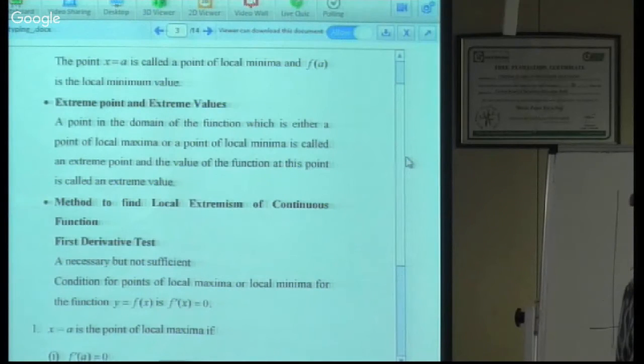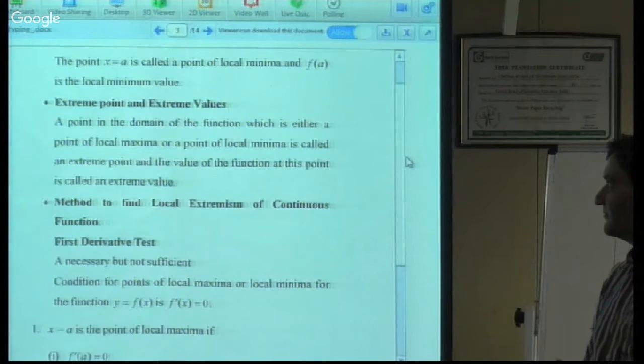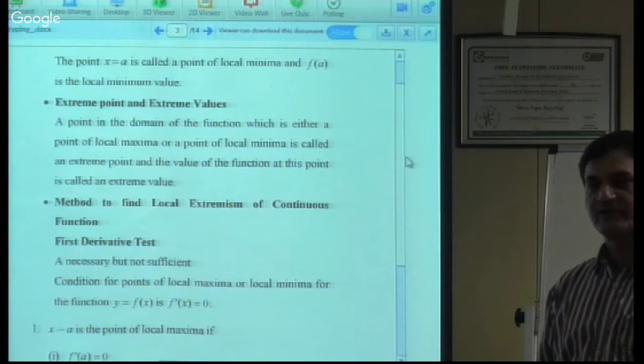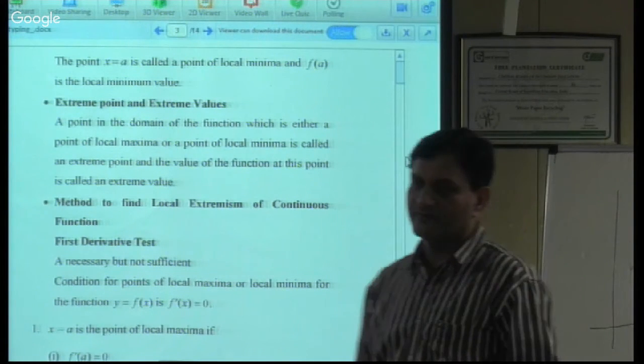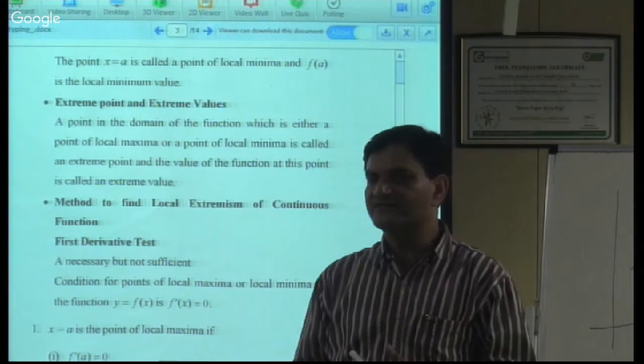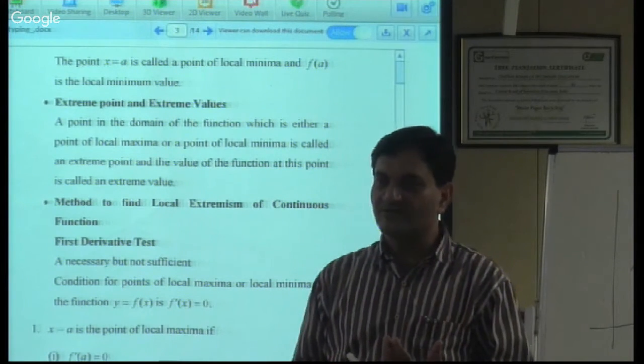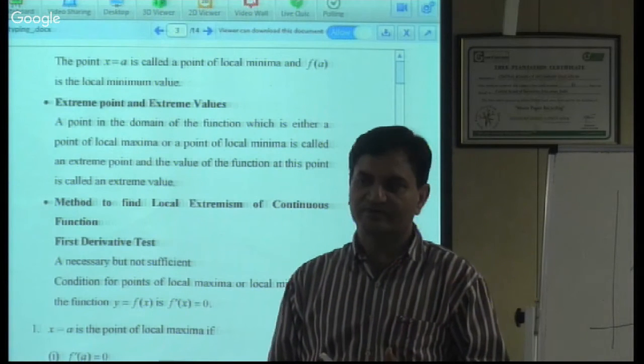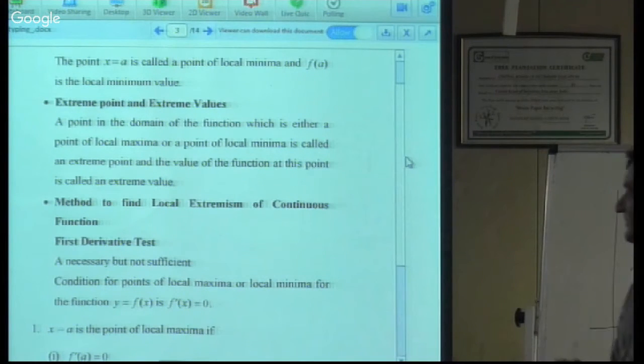Now, what are extreme points? Extreme points are the points of local maxima and local minima. See, the common phrase which is being used to find local maxima and local minima is to find the extreme points, right? Now, method to find extreme points.